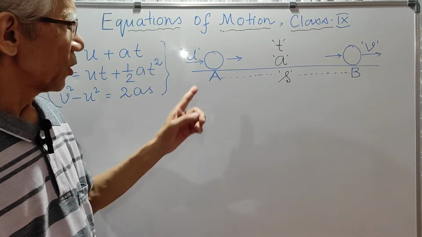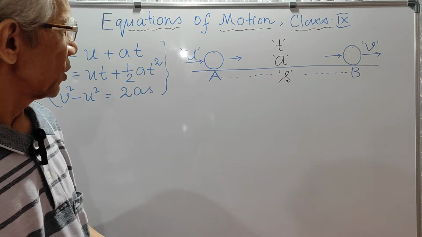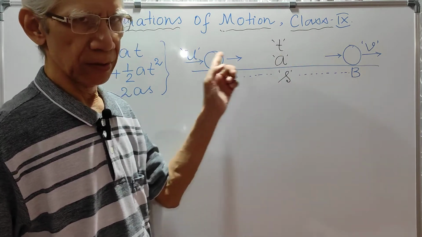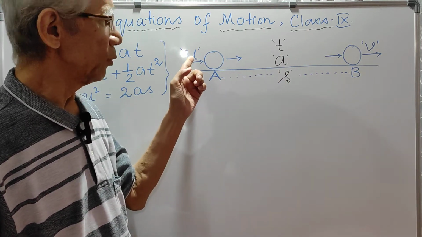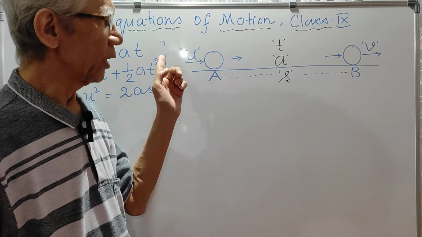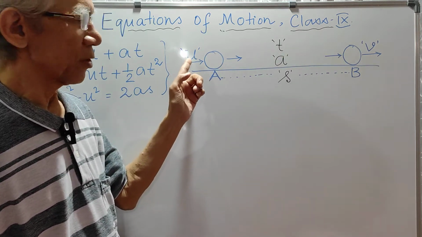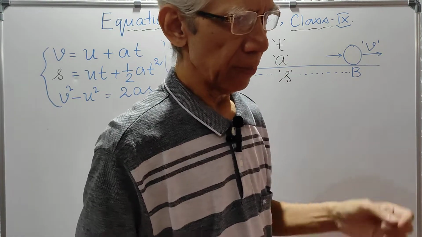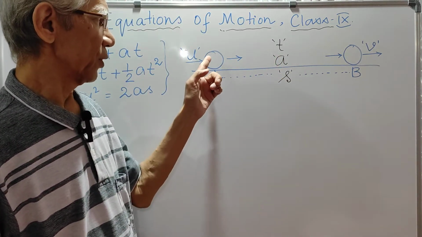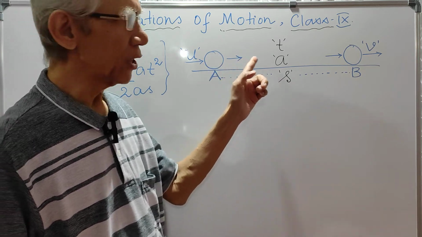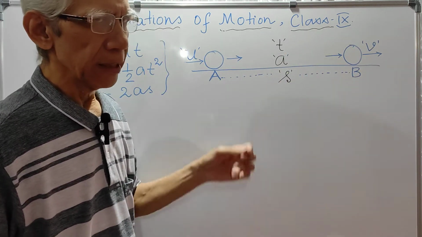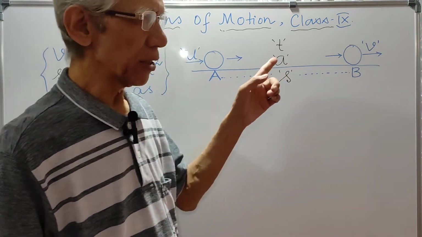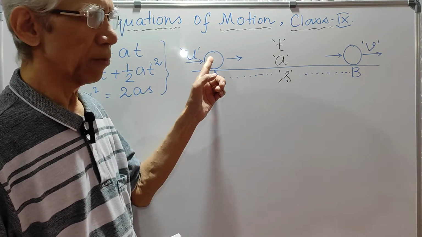Now consider a body moving in this direction with uniform velocity u. Now, due to application of some external force on the body, its velocity increases slowly. That external force is acting on the body constantly.